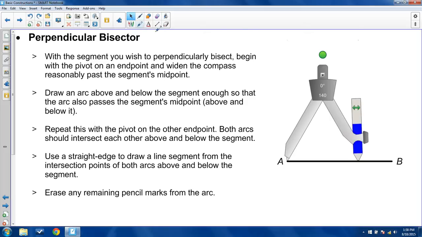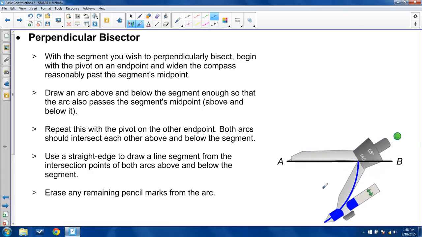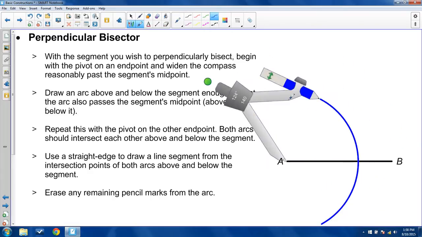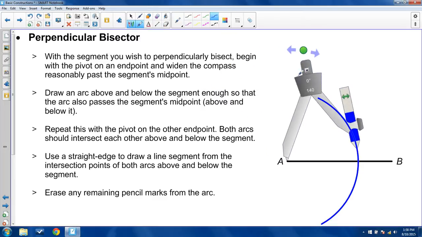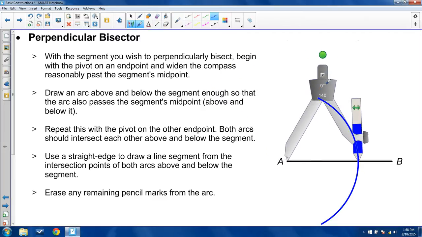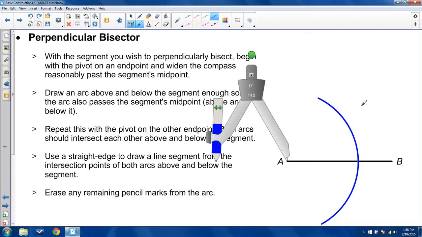Let's take that and draw an arc above and below the segment enough so that the arc also passes the segment's midpoint above and below. So what that means is draw this arc low enough and high enough that I've at least gone past the midpoint, because I'm going to create a point of intersection up here and down here, and I need it drawn far enough. Okay? Repeat this with the pivot on the other endpoint. Now, I did not mention that it should be the same width. So what I'm going to do is flip this over.